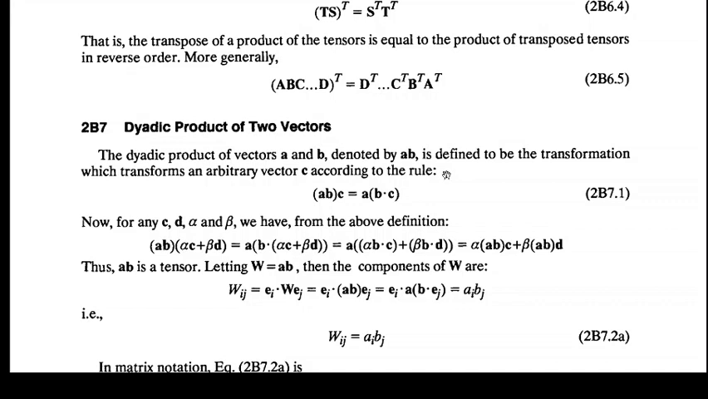And how will we define this transformation? We define it in this way: when this transformation acts on a third vector C, the result will be A into B dot C. So this dyadic is a tensor. This is shown here, simply using the definition of this dyadic product, you can show that this is equal to this.